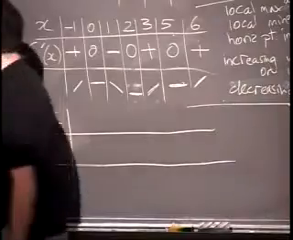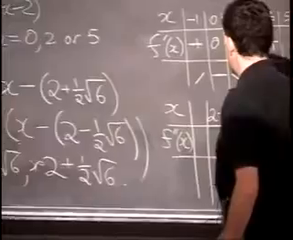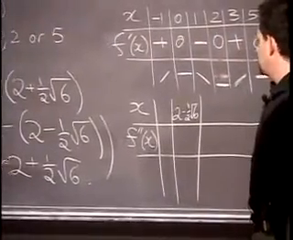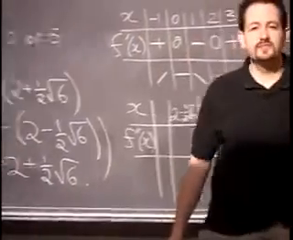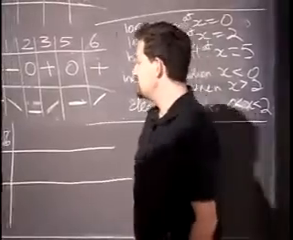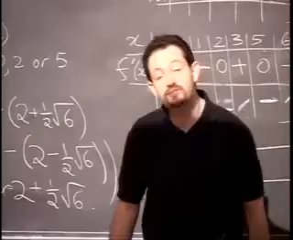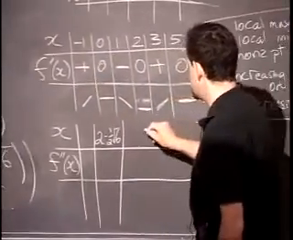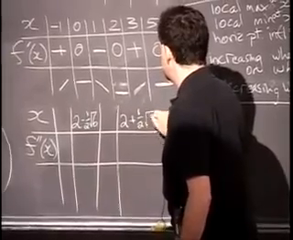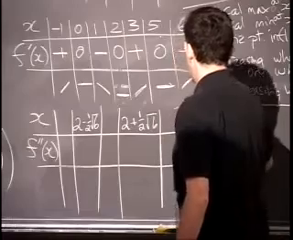So we have three numbers. The smallest one is clearly 2 minus a half root 6. How big is root 6? Well, it's less than root 9, which is 3. So this is less than 2 plus 3 halves. That's less than 5. And 5 is the next one. So actually 2 plus a half root 6 will be smaller than 5.